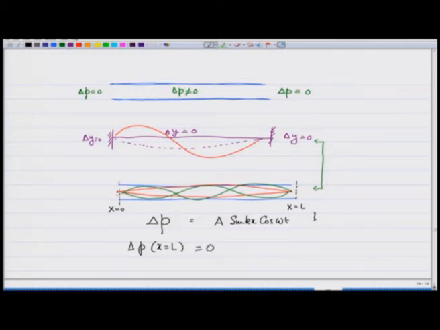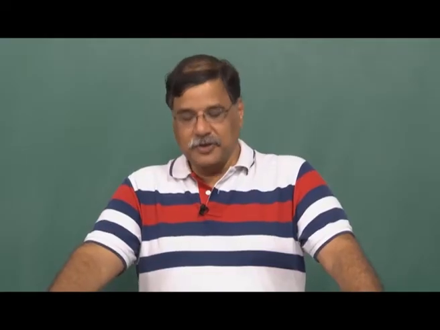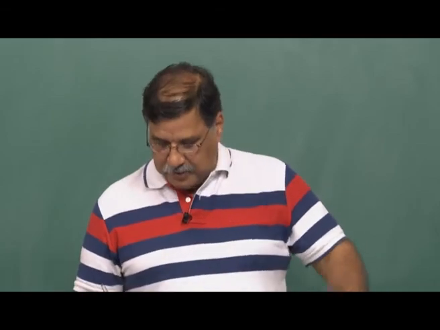So, before that I should point out this implies that delta p at x equals 0 is automatically 0, and this means that sine of k L is equal to 0 for all times, and therefore, k is going to be n pi over L, exactly in the same manner as it was for the string.